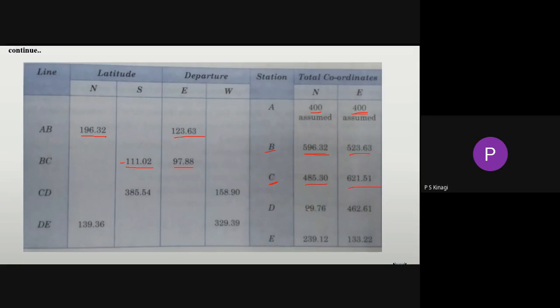Similarly, for calculation of the coordinate of this point, you have to consider the previous coordinate value. This is a minus sign, so we'll get 99.76. Similarly, it is negative, so 621 minus 158, we'll get 462.61. Similarly, you add this value and 99.76, we'll get 239.12, and lastly deducting these two values, we'll get 132.22. By using this, you have to plot the points A, B, C, D, and E.